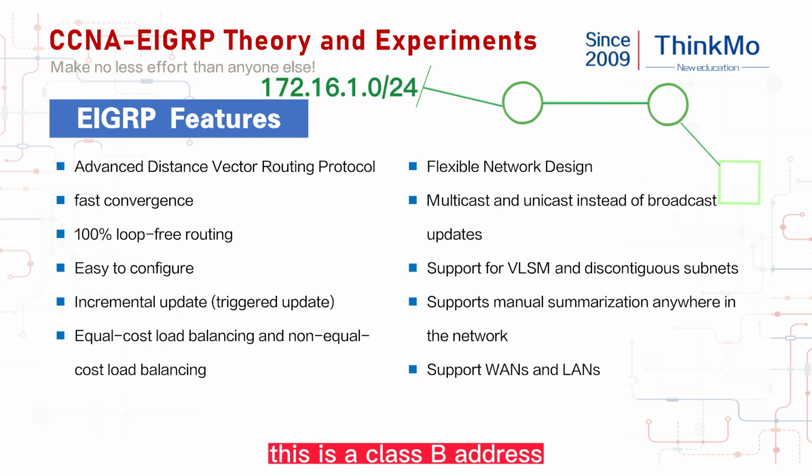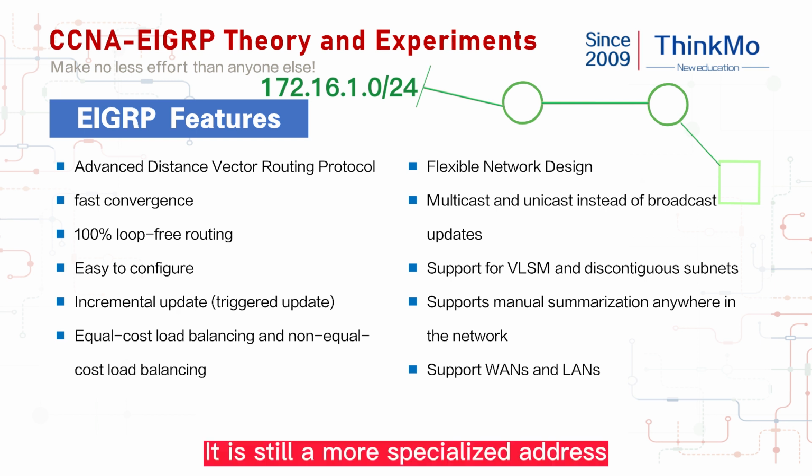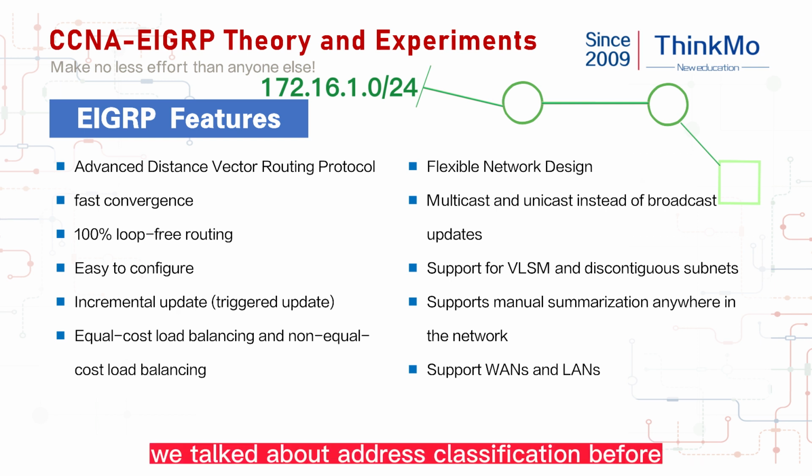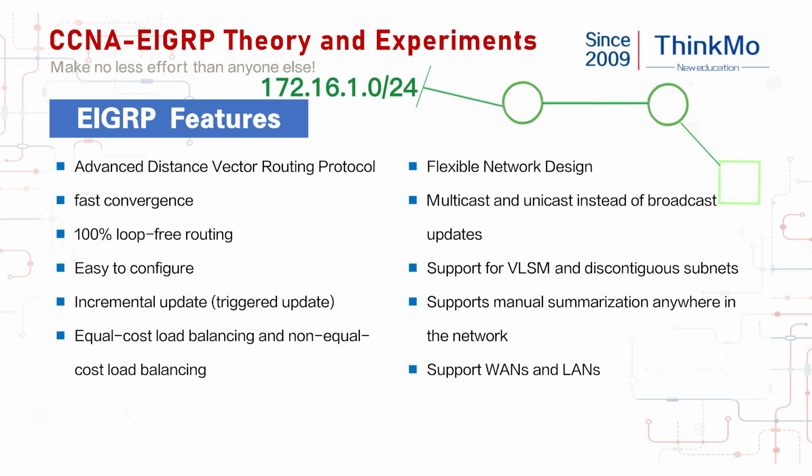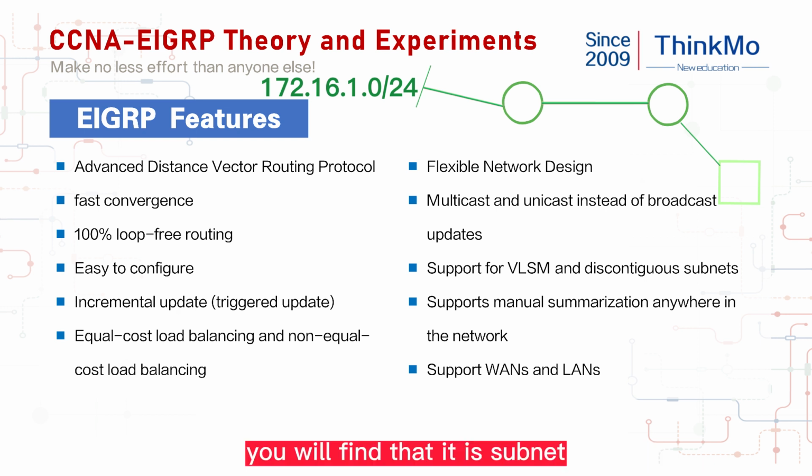This is a Class B address. No matter what the /24 behind it is, it must be subnetted. Otherwise, according to the rules, it starts with 172.16 and should be a 16-bit mask. This is a standard Class B address. And it is still a more specialized address. We talked about address classification before. You will find that it is subnetted.